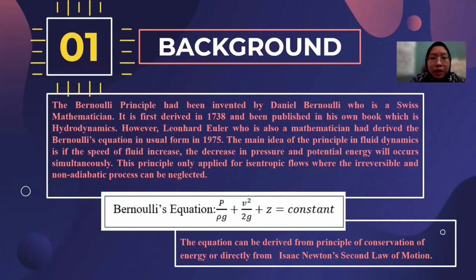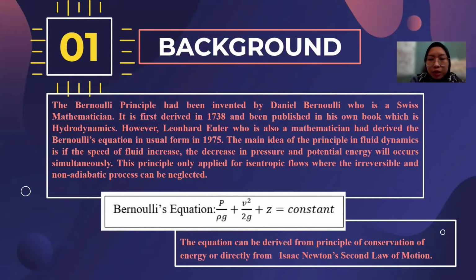The Bernoulli principle was invented by Daniel Bernoulli, who was a Swiss mathematician. It was first derived in 1738 and published in his own book, Hydrodynamics. However, Leonhard Euler, who was also a mathematician, derived the Bernoulli equation in its usual form in 1975.